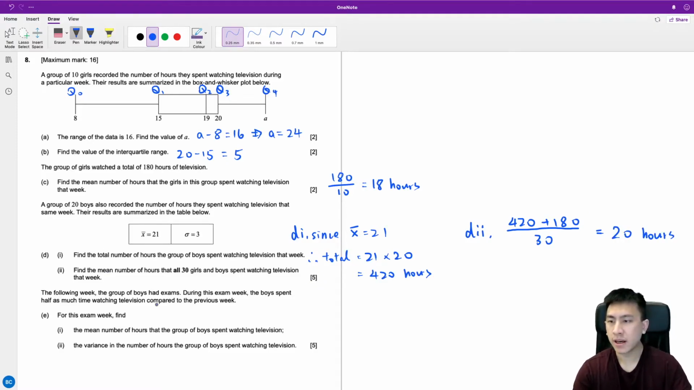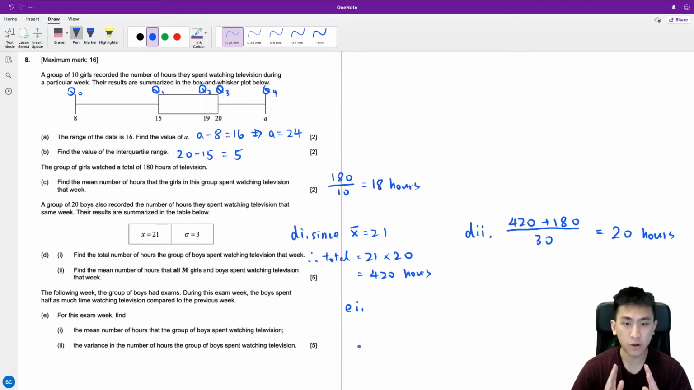And then part E. Now, the following week, the group of boys had exams. So during the exam week, the boys spent half as much time watching television compared to the previous week. Now, for the exam week, find the mean number of hours. Here it's to do with what we call data transformation. You have a bunch of data, but imagine every single data point got halved. Then what happens to the overall things like mean or standard deviation? So let me do E(i) here because E(i) is quite simple.